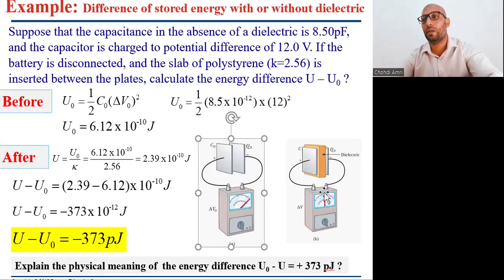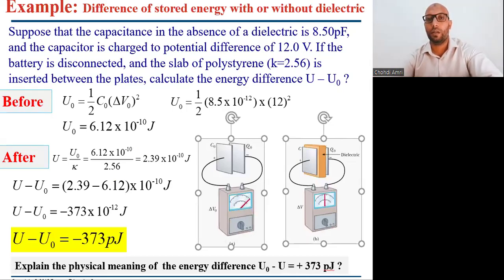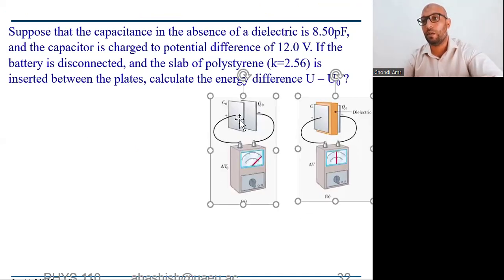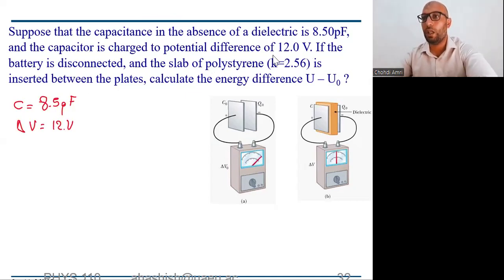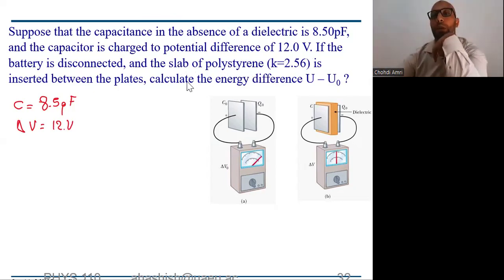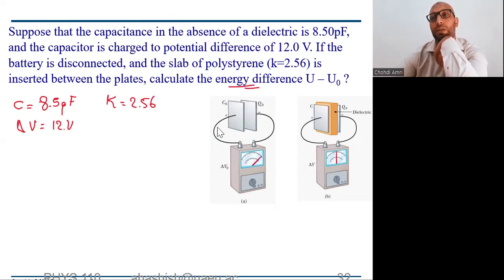So from this figure, you see that, okay, good. Suppose that the capacitance C is 8.5 picofarad and delta V, the potential difference, is 12 volt. If the battery is disconnected and we insert a polystyrene slab between the two parallel plates with kappa equal 2.56, what happens to the capacitance? As you know, it is decreasing. Now, the question is not about the capacitance, it's about the energy difference, U minus U naught.